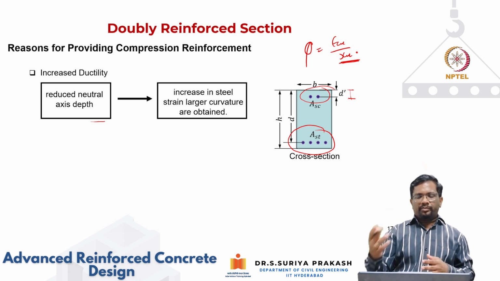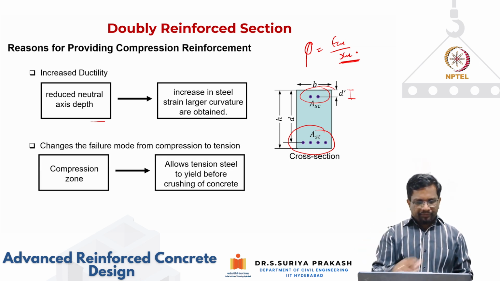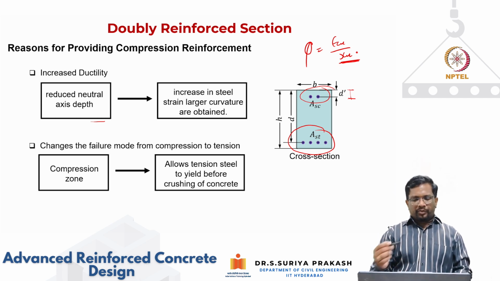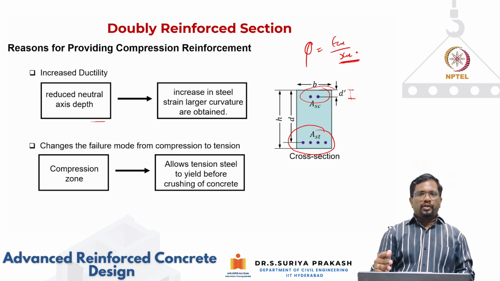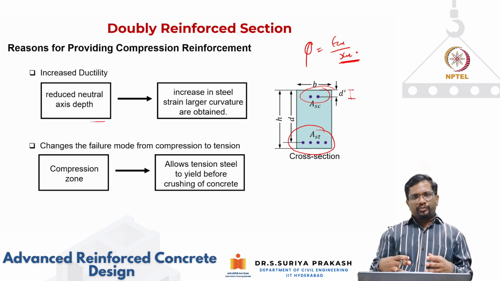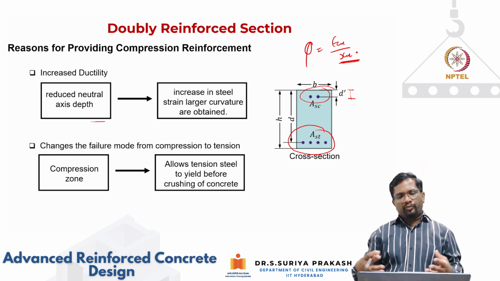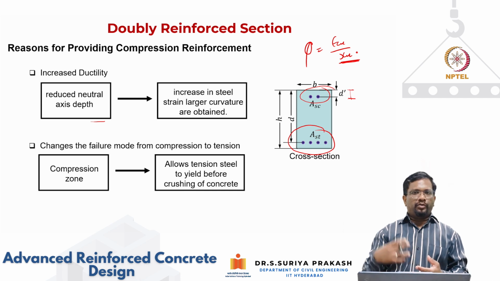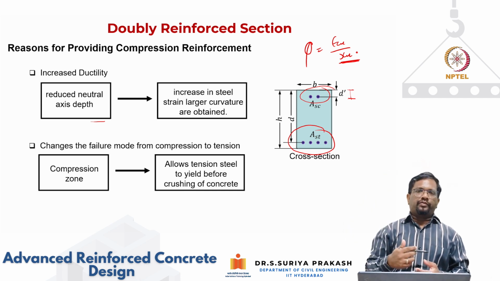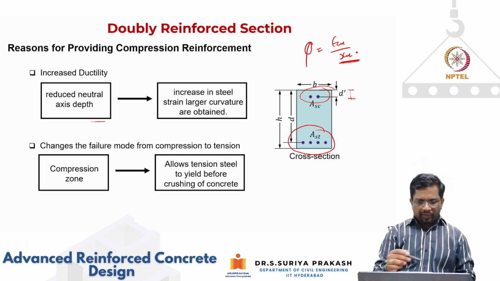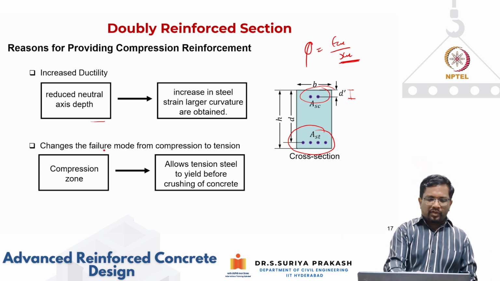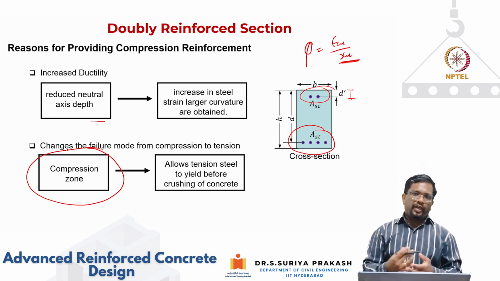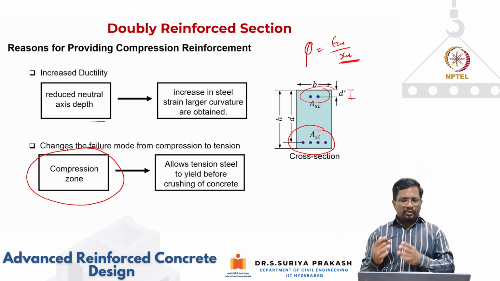Then with less neutral axis depth, you can end up with more curvature, right? And it also helps in changing the failure mode from compression to tension. In other words, it allows me to put more steel on the tension side and still retain my under reinforced failure mode, provided I also put a lot of steel on the compression side. So by going for a doubly reinforced section, we can convert a singly reinforced section that is going to fail in over reinforced or compression mode into tension mode.